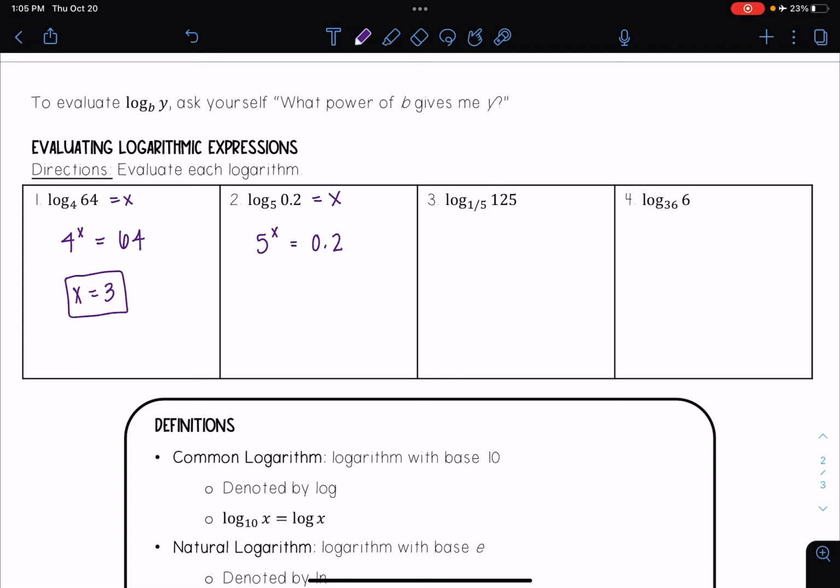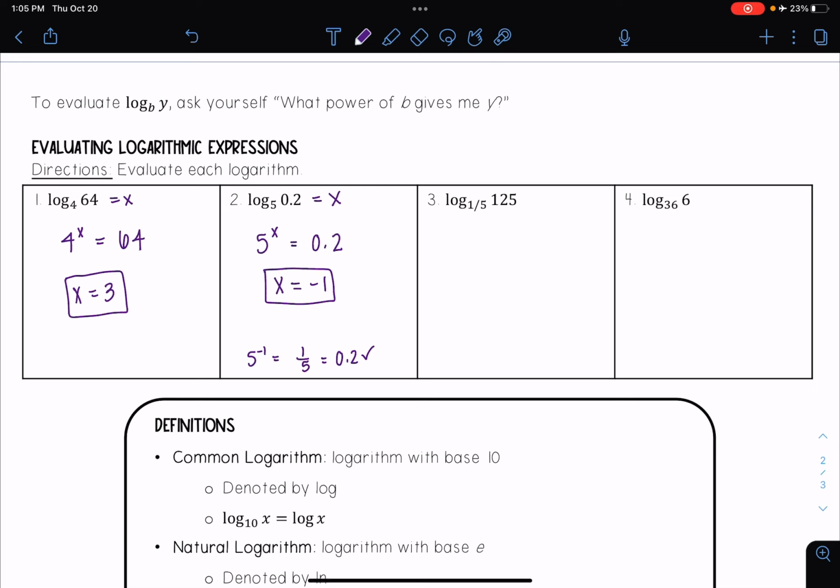So I'm looking at negative exponents here. And I see if I take 5 to the negative first power, that's the same thing as 1/5. And if I do 1 divided by 5, that gets me 0.2. So the answer here is x is equal to negative 1.